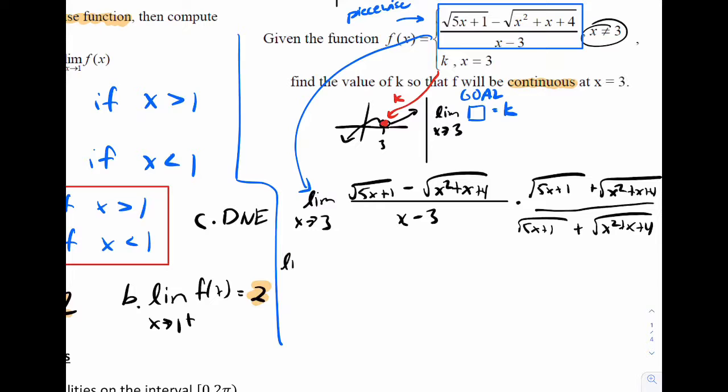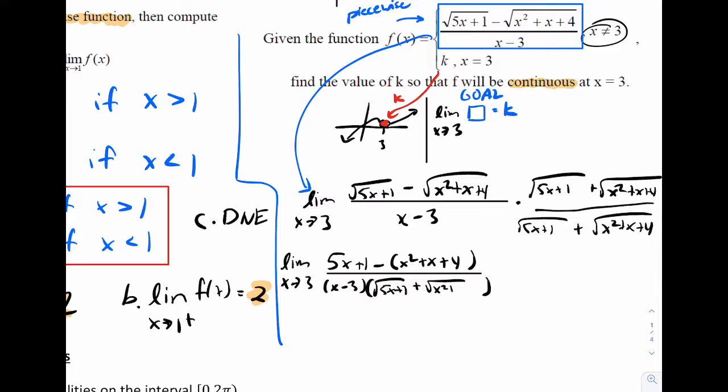Okay, so let's go down. Limit as x approaches 3. The top works out pretty nicely: 5x plus 1 minus the quantity x squared plus x plus 4. The bottom is a bit messy, so we don't want to simplify that. Let's just write that as x minus 3 multiplied by the root of 5x plus 1 plus the root of x squared plus x plus 4.